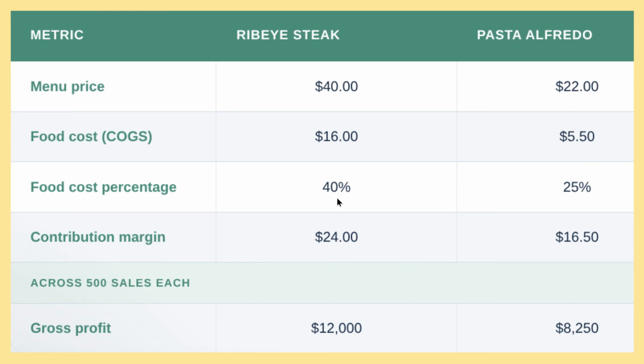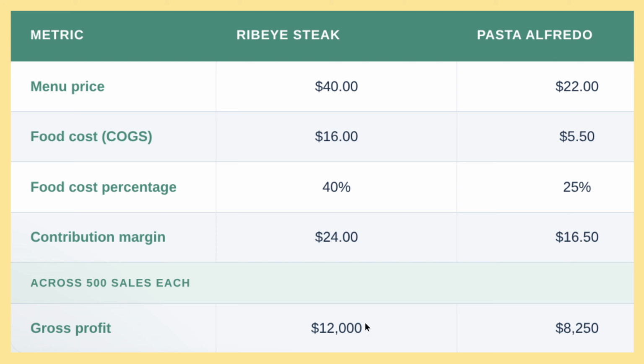However, the contribution margin here, so not taking into account our monthly sales and our monthly profit, we're just looking at the difference of our menu price and our food costs. So $40 minus $16 leaves us with $24 of contribution margin. And if we look at 500 sales, $24 times 500 sales, this steak can make us $12,000.